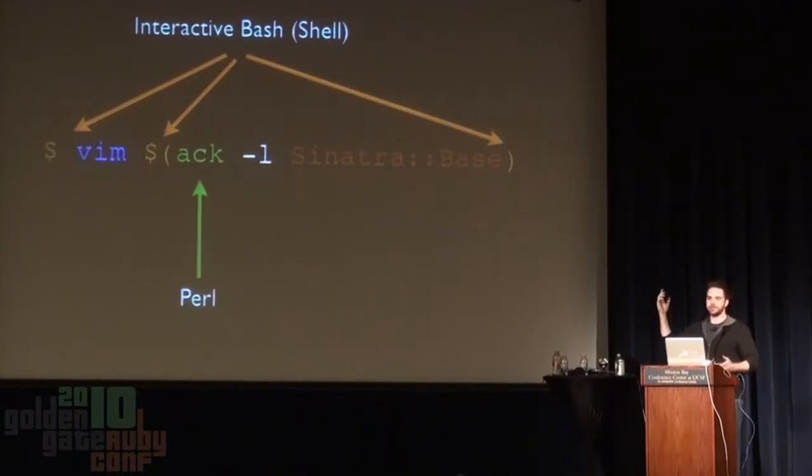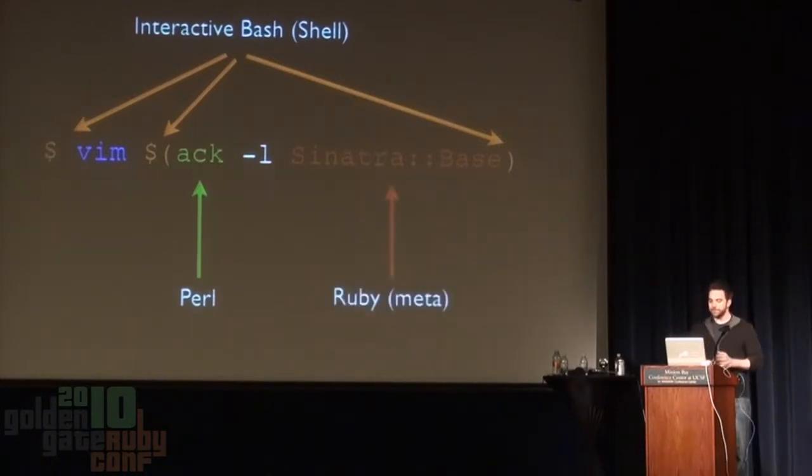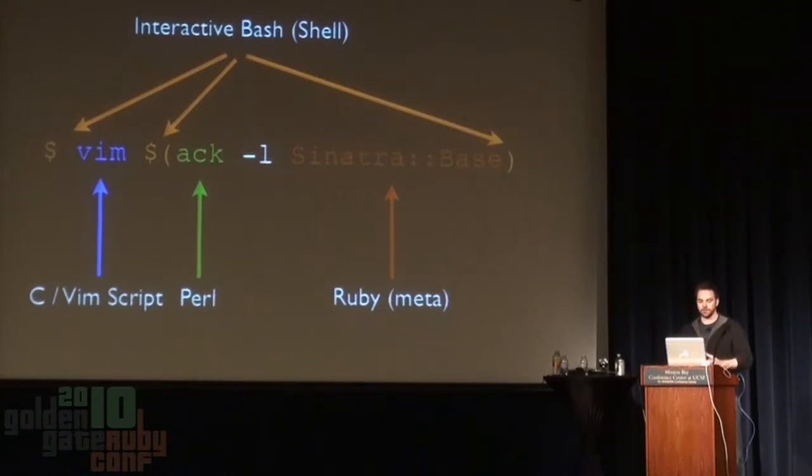We have Perl. How many of you use ACK? For those of you who don't know about it, it's amazing. If you don't know about ACK, go to betterthangrep.org and blow your mind. That's actually the URL. Ruby. This is Ruby Meta. I'm using a Perl script in Bash to look for Ruby code. And VI. I use VI. VI is written in C. And it also runs Vim script, right? So we have five languages here that are running all together to produce a result, to work out a problem for me.